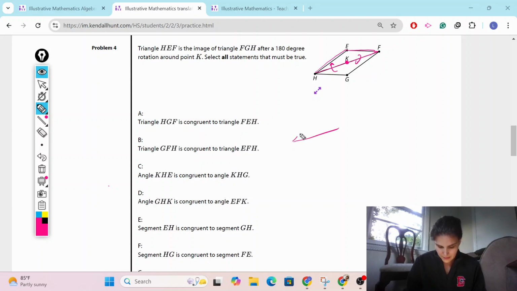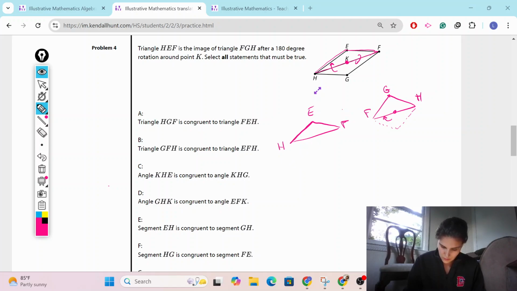Now I'm going to do something, I think in the last video I did a similar question, but I'm going to do something a little bit different here. So that's our HGF. Now GHF started down here and got rotated around, which means our G ended up top, and then H is actually going to end up over here, and F is going to end up right there.